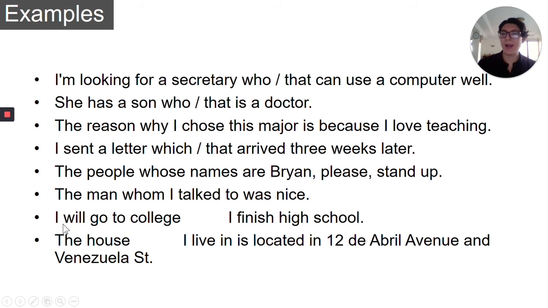We have: I will go to college when I finish high school. Pretty simple. And finally, the house, that is a place. The house where I live in is located on 12 de Abril Avenue and Venezuela Street. The house is a place, therefore, where. Okay? So that is all about these exercises.